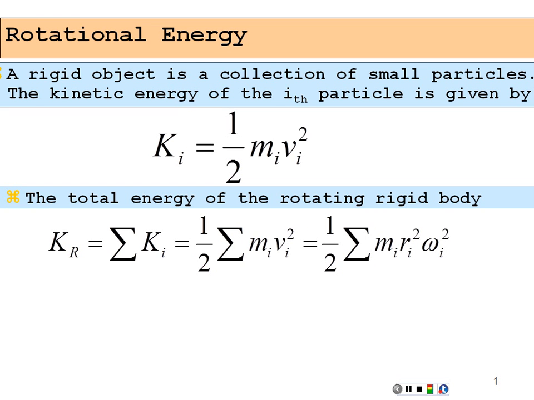But the angular velocity of the ith mass is the same as the angular velocity of the wheel, because the whole wheel has the same angular velocity. So it doesn't matter whether I'm looking at the ith particle for this omega, it's the same for every particle on the wheel. So I can take that out of the summation, and I have that my total rotational kinetic energy is 1/2 times the angular velocity squared times this thing, the summation of every mass multiplied by its distance from the axis squared. Sum up all that and you get this quantity here.